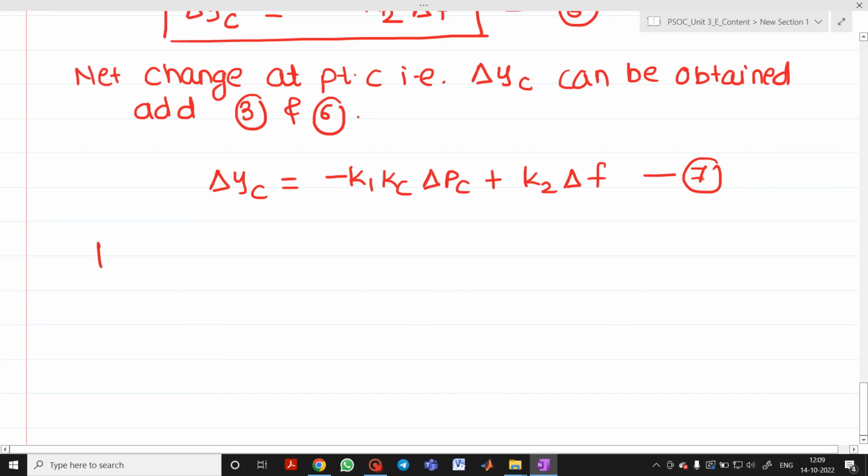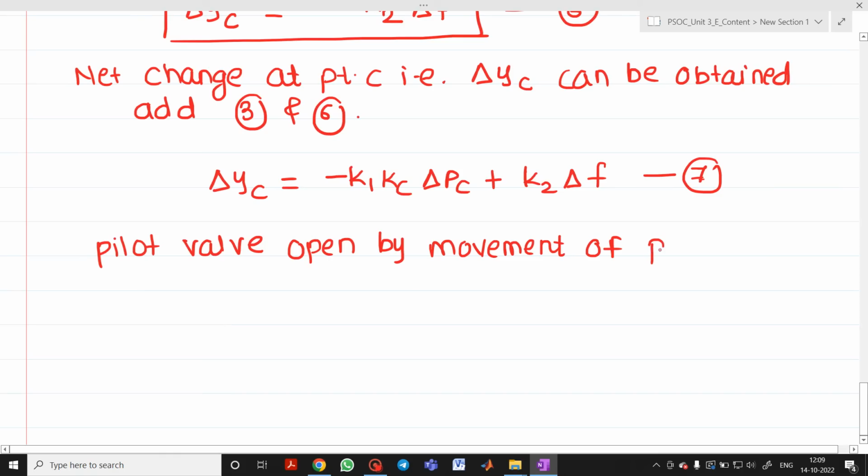Now you know what will be the movement of the pilot valve. The pilot valve will be opened by the movement of point D. If you refer to the diagram, then you will be able to understand. When D moves either in the upward direction or downward direction, then the pilot valve will be open. So again I will write here our condition, then next is the assumption, and based on the condition and assumption we will draw a diagram.